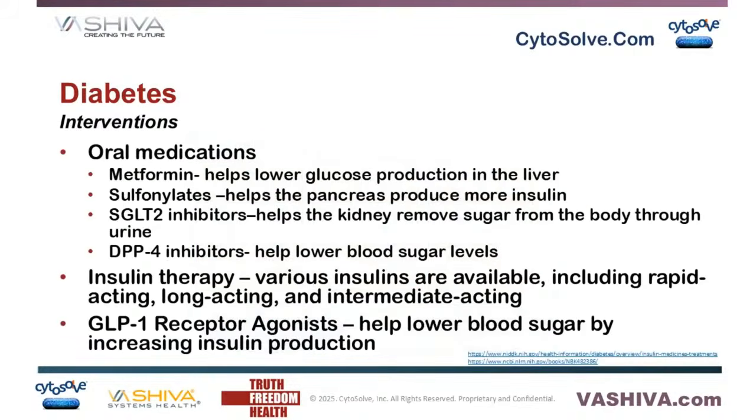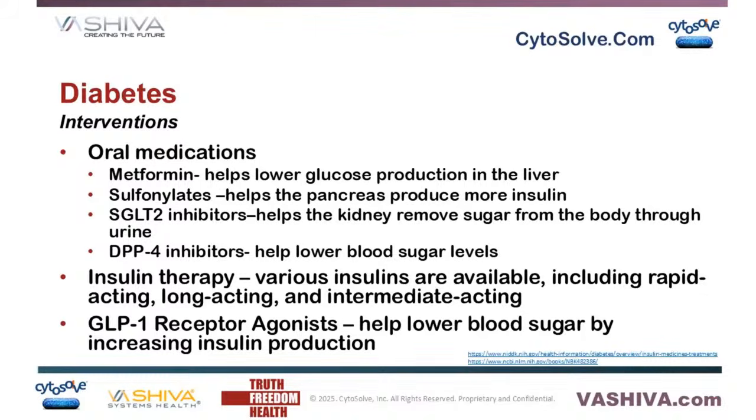The main intervention strategies used in the management of diabetes. It begins with oral medications, including metformin, which reduces glucose production in the liver, and sulfonylureas, which stimulate the pancreas to produce more insulin. Other oral drugs include SGLT2 inhibitors, which aid in eliminating excess sugar through urine, and DPP-4 inhibitors, which help lower blood glucose levels.